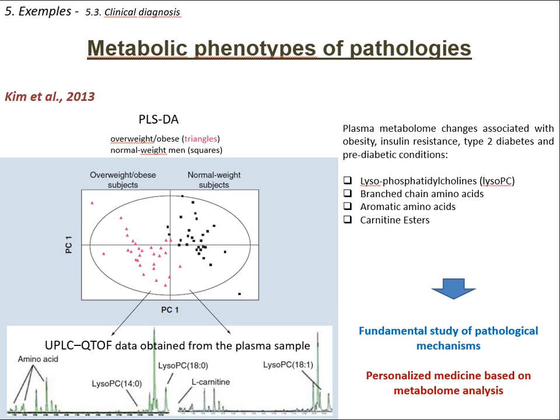Maybe different obese persons have different metabolic profiles. Maybe the mechanisms are not exactly the same in all types of obesity. And so by diagnosing these markers in different obese people, maybe you can change the treatment and give a more adapted treatment.